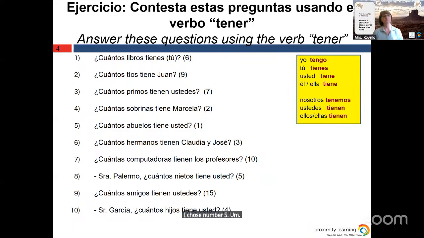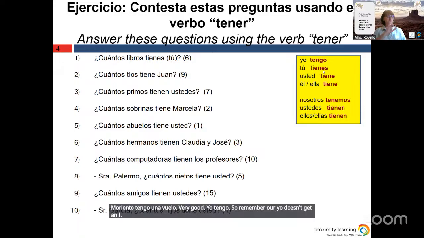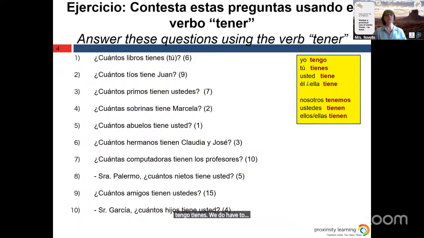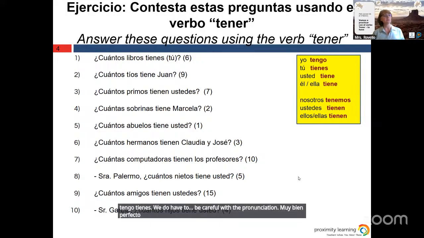I responded with yo tengo uno abuelo. Muy bien, yo tengo un abuelo. Very good. Yo tengo. So remember, our yo doesn't get an I. Tengo, tienes. We do have to be careful with the pronunciation. Muy bien. Perfecto. All right, Haley, you want to unmute?